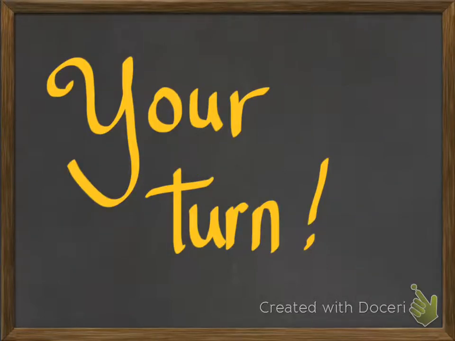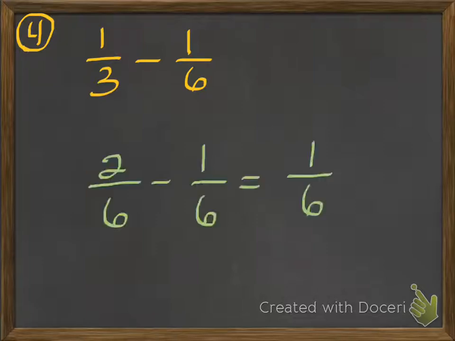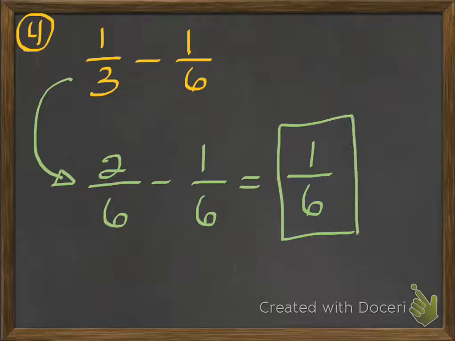Alright, your turn. 1/3 minus 1/6. Pause the video, solve the problem, and then I'll come back and I'll give you the answer. Okay, I changed 1/3 to 2/6 so that I could have a common denominator of 6. And 2/6 minus 1/6 equals 1/6.